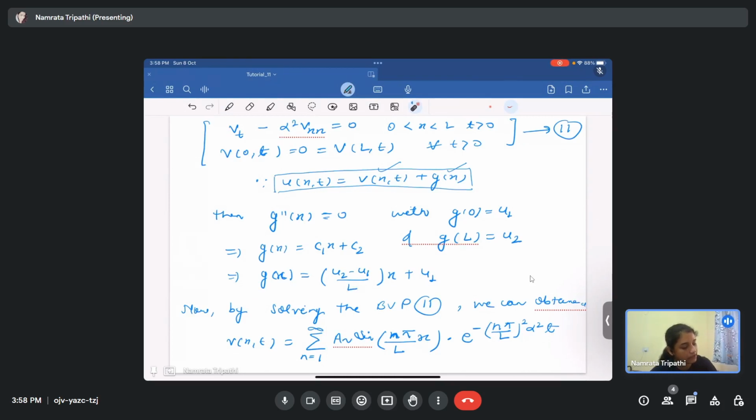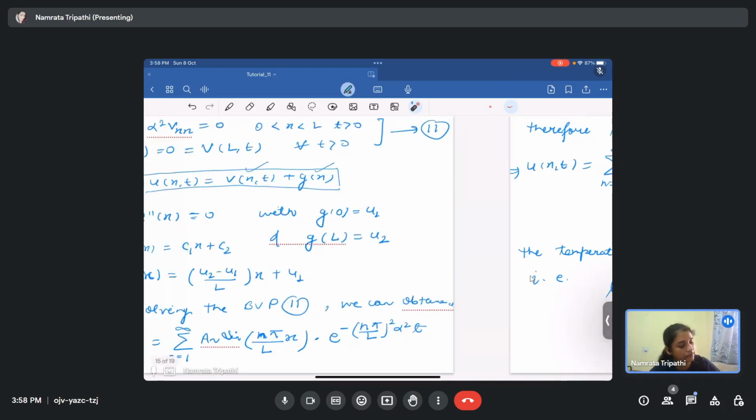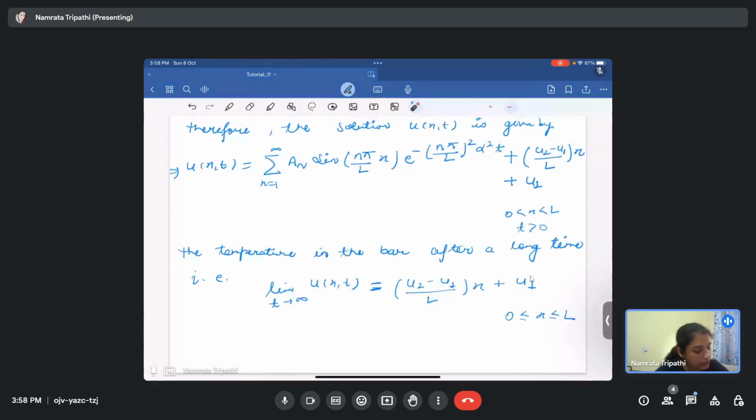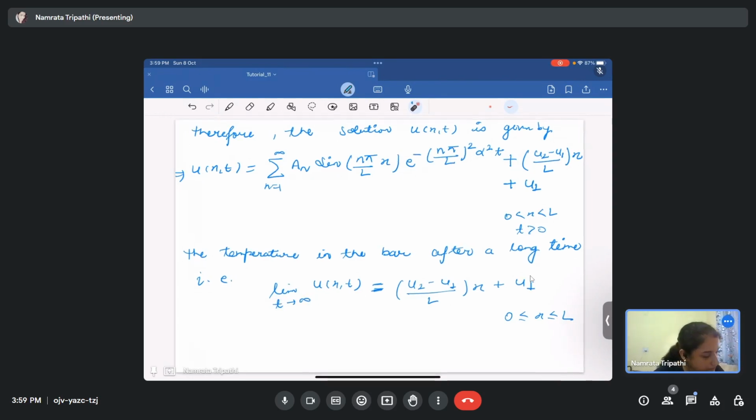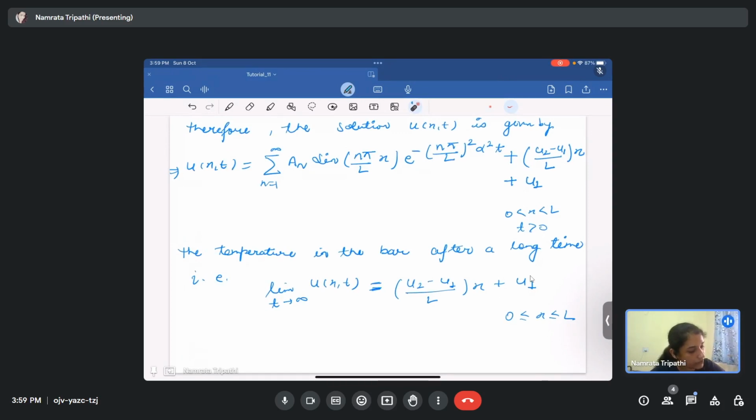Now you can write the solution for system 2 again by the variable separable method. You can write the solution for v(x,t). After writing v(x,t) we can write u(x,t), and the question says temperature in the bar after a long time, that means t tends to infinity. So we can get the solution. Now let's move to the next question.